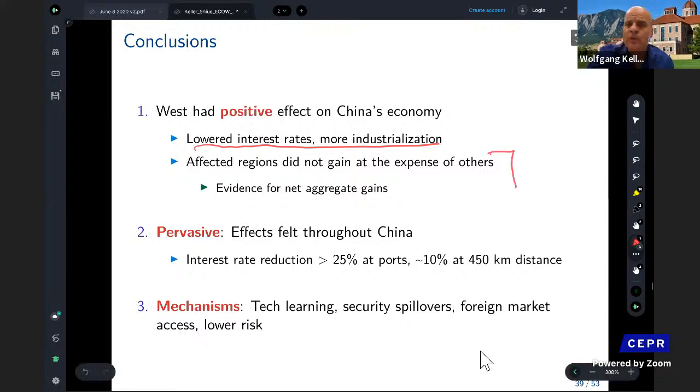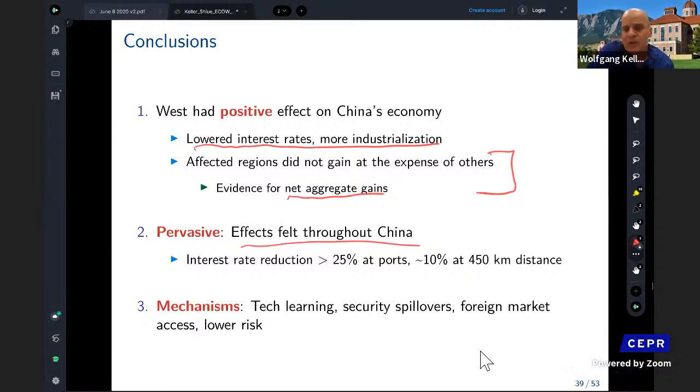But we want to go a little bit further. We have conducted various analyses that have shown that affected regions did not gain at the expense of others, and so that points towards net aggregate gains. Arguably, the most important result is that these effects are felt not just in these treaty ports, not just these two dozen treaty ports, but throughout China.